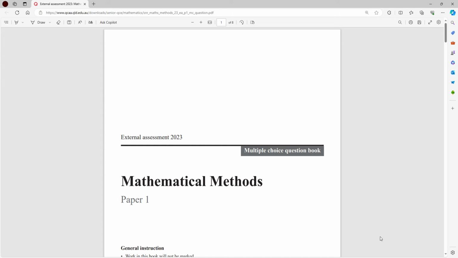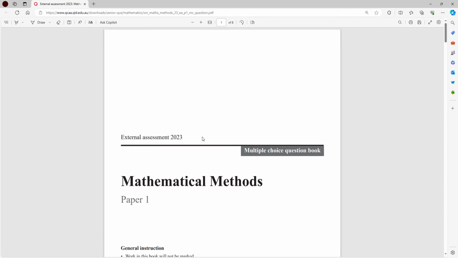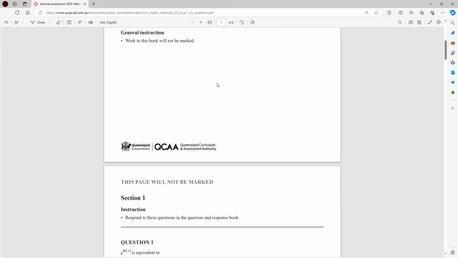In today's video we're going to be covering the Mathematical Methods multiple choice booklet for the external exam of 2023, paper 1, and this is for the QCAA syllabus in Australia. In this paper you're not allowed a graphics calculator, it's all going to be done by hand, but you are able to have a formula sheet provided by the QCAA. Let's get straight into the questions.